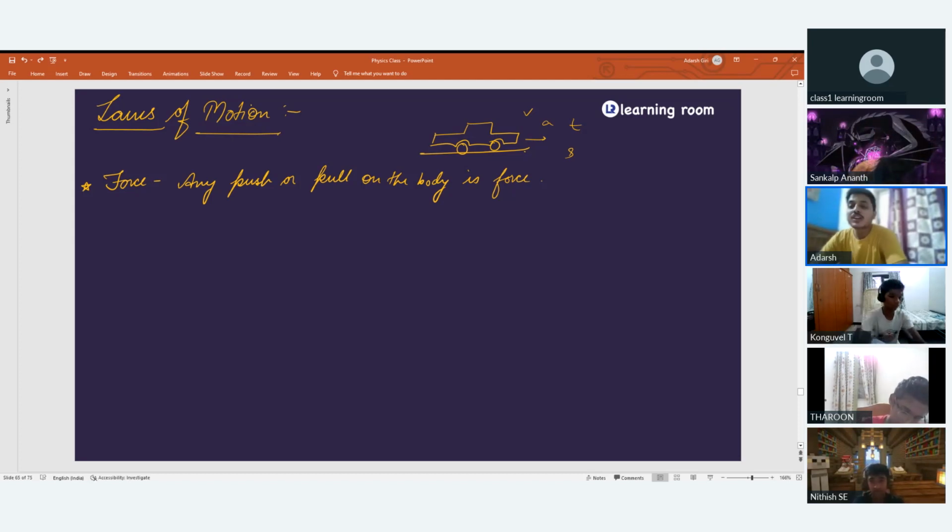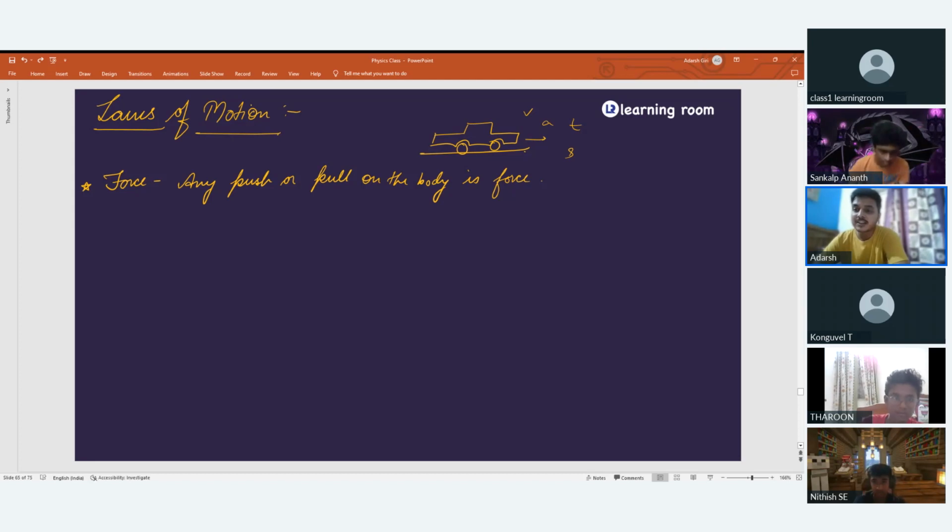Force has got different effects. When we apply force on any body, different effects are produced. Either it comes to a stop, or it starts its motion, or it changes its direction. If any ball is kept and we hit it, we are applying force, so the ball starts moving. This is one effect of force.